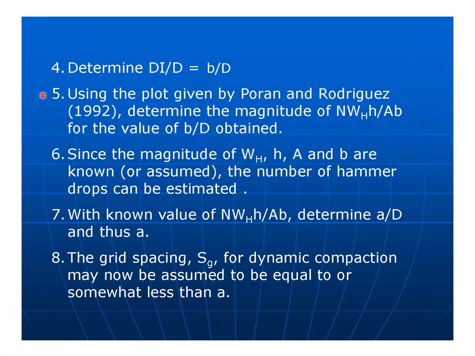Using the plot given by Porin and Rodriguez in '92, determine the magnitude of N multiplied by WH multiplied by H divided by AB for the value of B over D obtained. Next step: since the magnitudes of WH, H, A and B are known or assumed, the number of hammer drops can be estimated. With the known value of this, determine A over D and thus A. The grid spacing S sub G for dynamic compaction may now be assumed to be equal to or somewhat less than A. So that is the approach that we are going to follow.